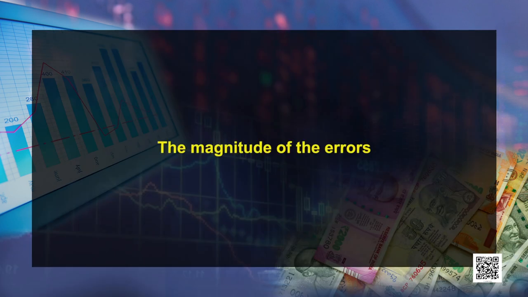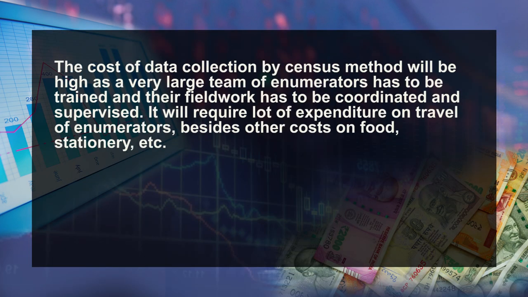The magnitude of the errors mentioned above will tend to be large in a field survey by complete enumeration or census method, because the errors will tend to accumulate and it may be difficult to provide adequate training, coordinate and supervise the work of a large team of enumerators. The cost of data collection by the census method will be high, as a very large team of enumerators has to be trained and their field work has to be coordinated and supervised. It will require a lot of expenditure on travel of enumerators, besides other costs on food, stationery, etc. In many situations, it may not be feasible to carry out a census at all.